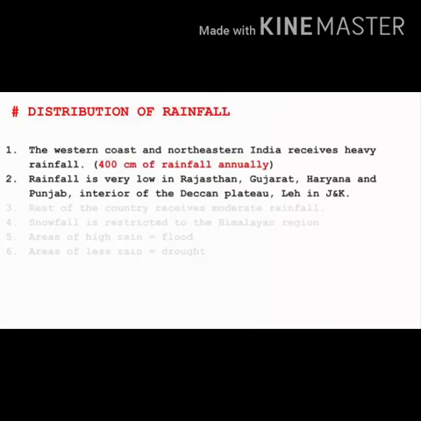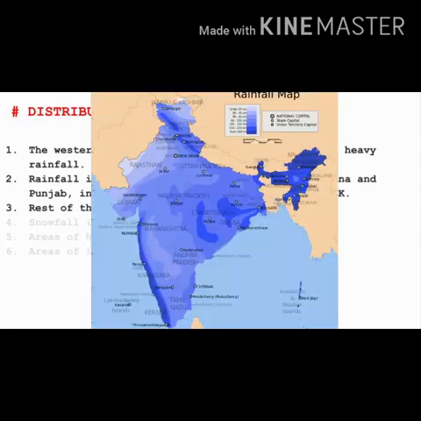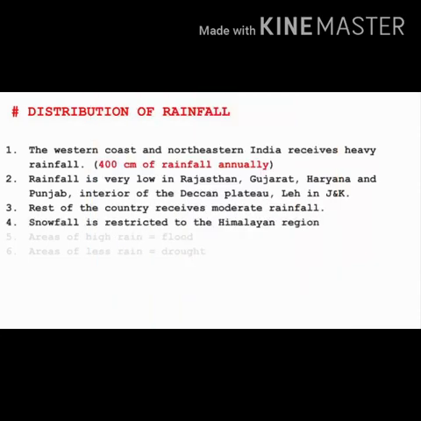So now that we have covered the minimum and the extreme, rest of the country receives moderate rainfall. So have a look at the map and you can pretty much figure out which are the areas that receive moderate rainfall. Now snowfall is restricted to the Himalayan region only.